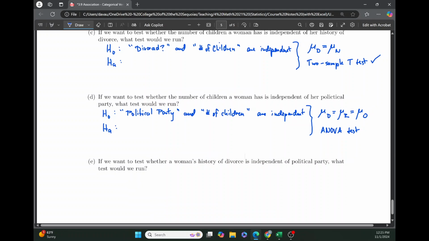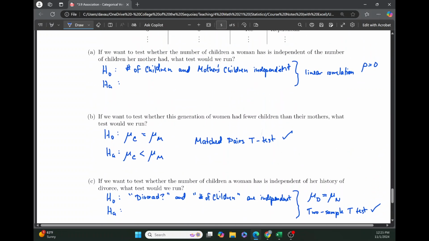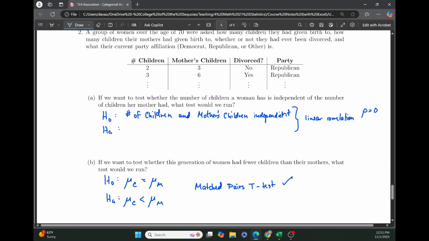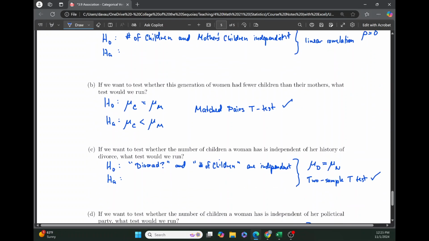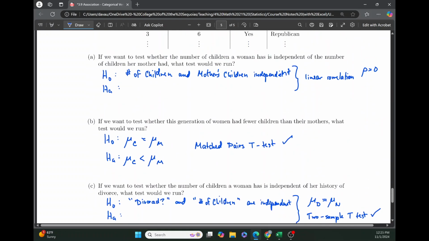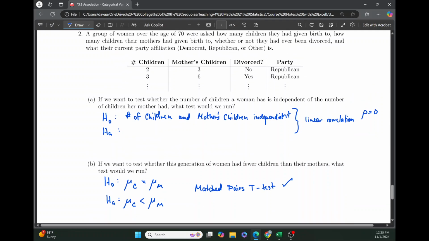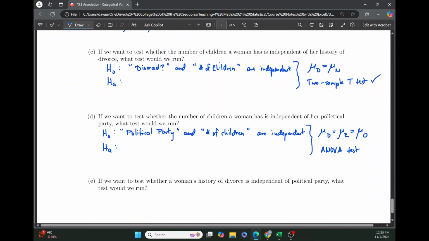Okay, so we know what to do when the columns that we're trying to compare are both numerical, right? We run a linear correlation test. We know what to do if, of the columns that we're trying to compare, one is categorical and the other one is numerical. That's when we would run an ANOVA or a two-sample T. Okay? If they're both categorical, like if we want to compare whether or not being divorced is independent of your political party, well, for that we would run a chi-square test for independence.